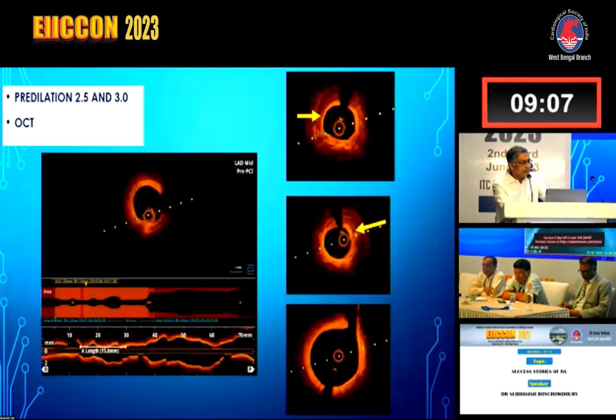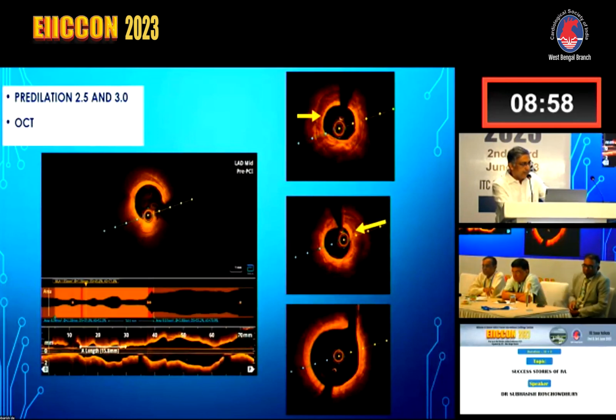And so we planned angioplasty with IVL, did a predilation with 2.5 and 3, and then did an OCT. I'll see where the OCT runs, but if you see these still images to your right, you'll appreciate the 360-degree calcium arc in the tightest portion of the vessel. So this is what we were dealing with.